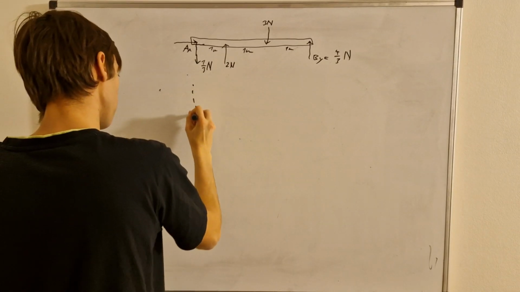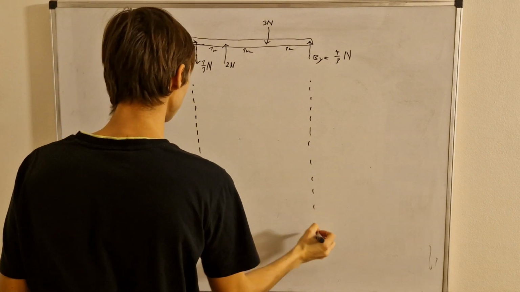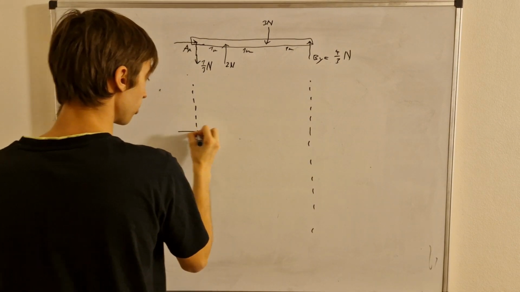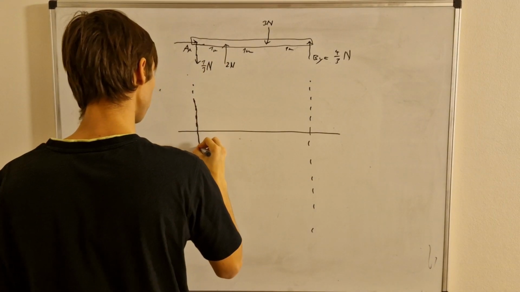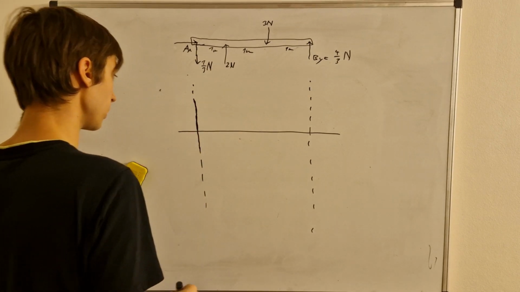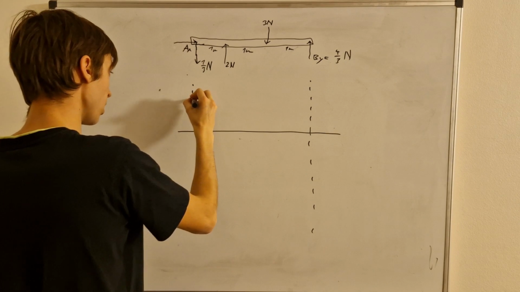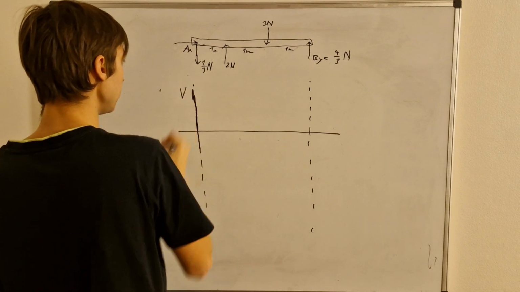And then to draw a shear moment diagram, create some vertical lines, and then create two graphs respectively. And in this example, I'll show you the rules on how to manage this. So I first draw a graph for the shear forces. So shear force diagram denoted V.